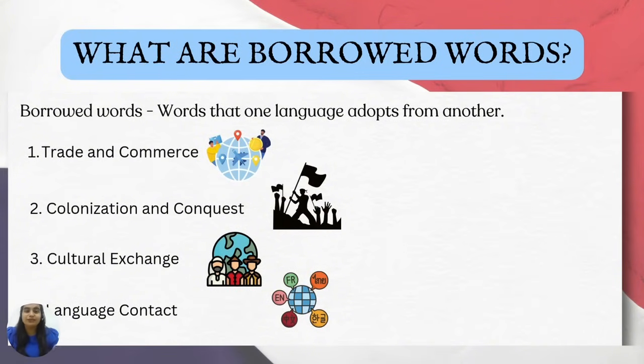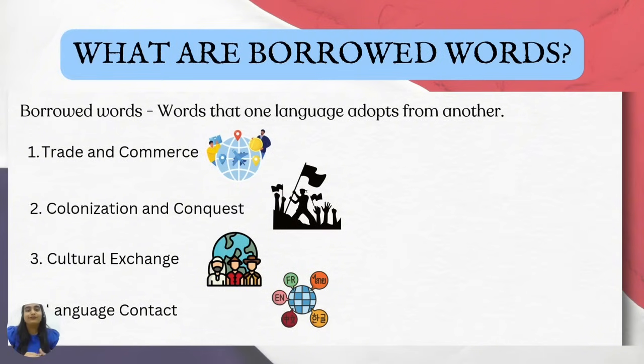Second of all, we have colonization and conquest. When one country conquers another, the language of the conqueror may influence the language of the conquered people. Very similarly, of course, we know that some countries speak English, but they also speak another language. Why? Because the conquerors might have been someone from that particular country.